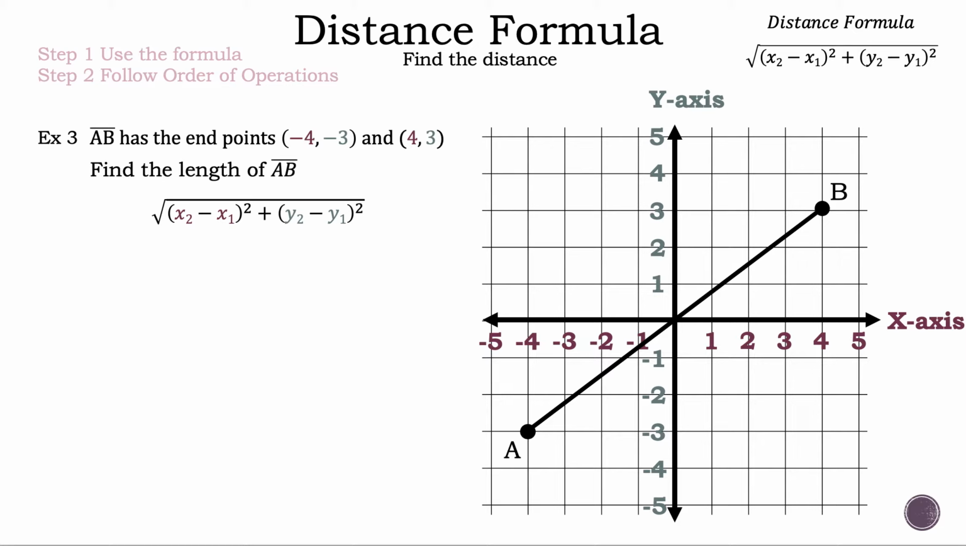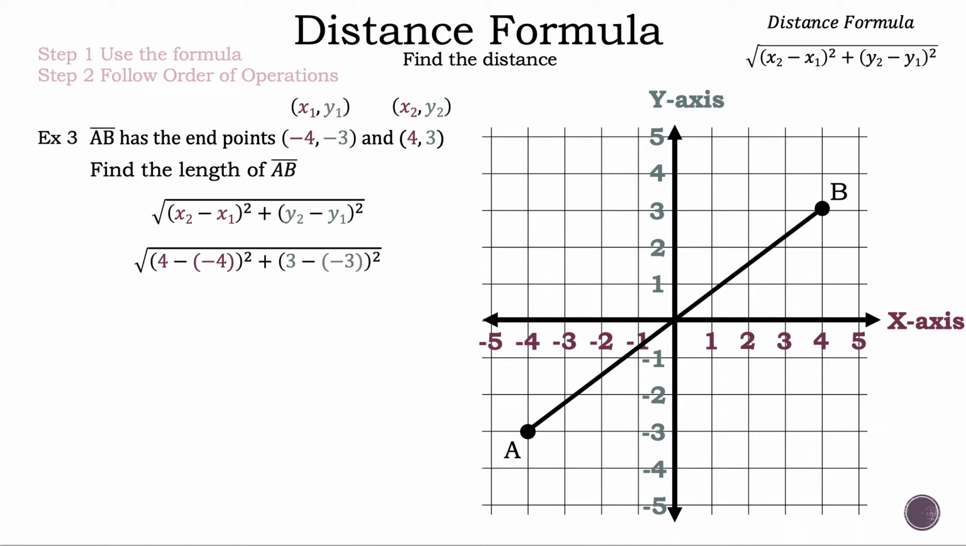And now, since we have x2s, x1s, y1s, y2s, we're going to go ahead and label our points so that we're not confused. We're going to label the first point, negative 4, negative 3, as x1, y1, and we're going to label our second point, 4, 3, as x2, y2. Now we've labeled our points, let's go ahead and substitute our numbers into the formula. And since x2 is first, we're going to substitute 4 for x2. And now we're going to substitute negative 4 for x1, 3 for y2, and negative 3 for y1.